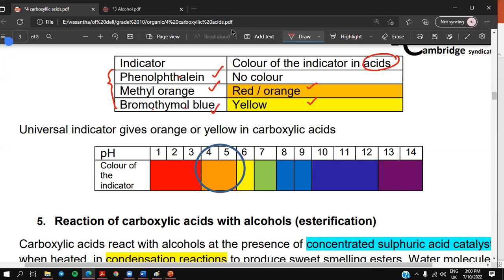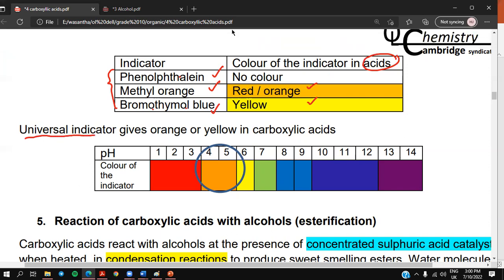However, there is something called universal indicator. This universal indicator is not actually a single indicator, it's a mixture of indicators. Because it is a mixture of indicators, it can give different colors in different pH values. If you take pH value 1 to 14, according to the pH value, you get an array of colors, beautiful colors out there. But because carboxylic acids have pH, let's say 4 to 6, for pH value 4, 5, 6, this indicator color shows orange. Yellow is also there, but mainly carboxylic acid show orange color in universal indicator.